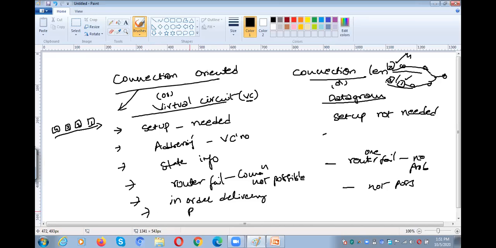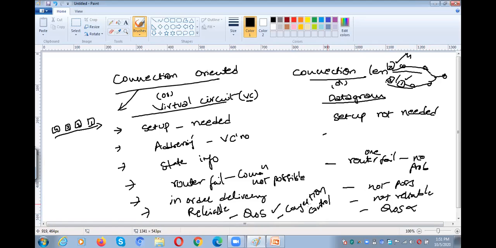Right? And then connection oriented is a reliable service, and connectionless is not reliable. Here the quality of service is achievable. Here the quality of service is difficult. Here congestion control is easy. Congestion means collisions. We can control the collisions. Here we cannot control. That means congestion control is difficult. Okay, those are the differences between connection oriented and connectionless.